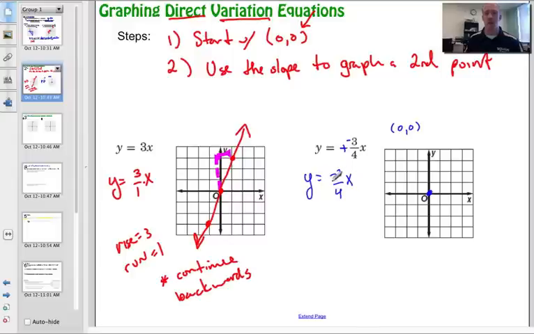So that tells us rise over run is down 3 and right 4. So down 3, right 4 gives us this point. If I continue the pattern backwards, you look how that's moving, it's going to be up 3 and back 4. And then there's our line. There you go. That's your line. That's graphing direct variation equations.